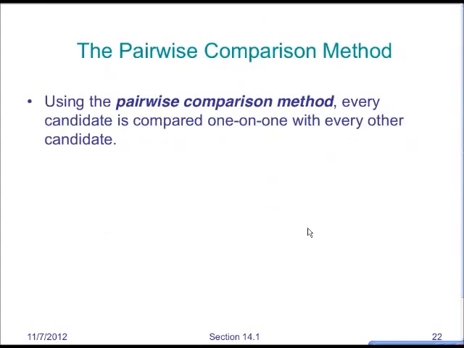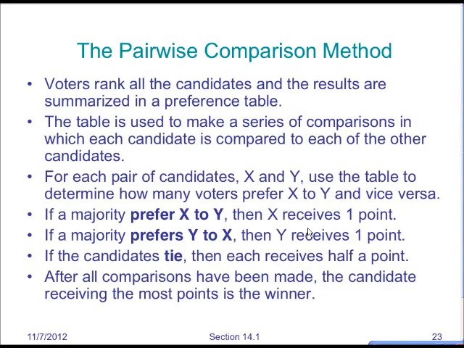The last method we're going to look at is called Pairwise Comparison. We're going to compare every candidate to every other candidate one-on-one, one by one. Yes, you have to write all this down. So we have our preference table. What we're going to do is compare two candidates at a time.